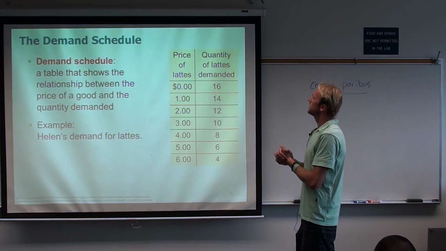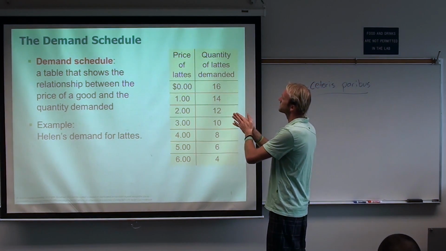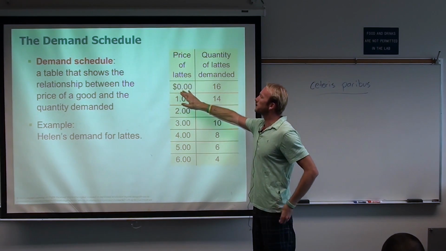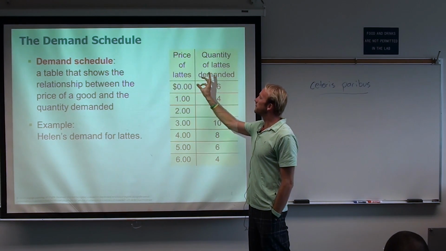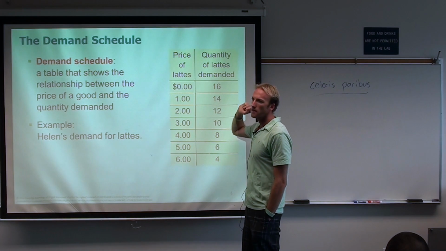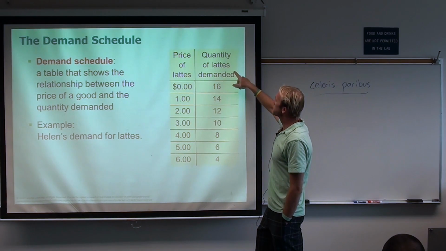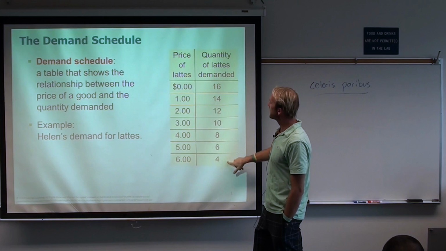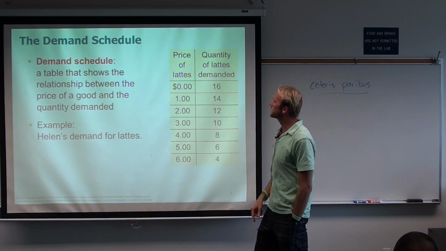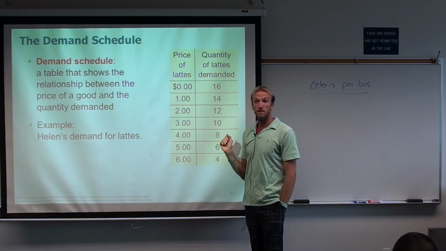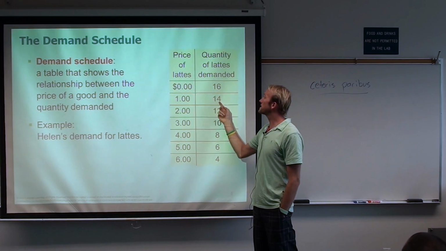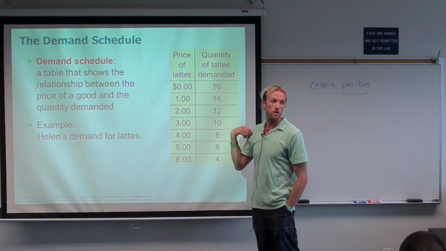This seems to make sense. If the lattes are free, we're going to have a fictitious good called a latte, like a coffee. And we're going to have this lady named Helen, and she's going to demand a certain number of lattes. When they're free, she wants 16 of them. As the price increases, the number that she desires goes down.